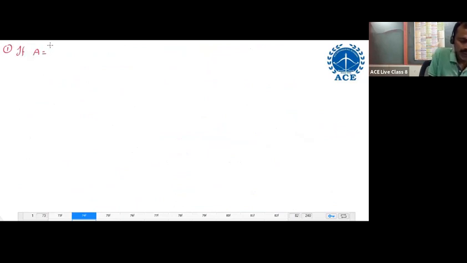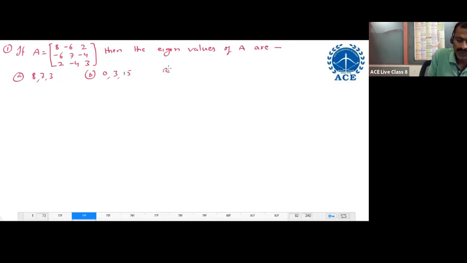If A equal to the 3 by 3 matrix with elements 8, minus 6, 2; minus 6, 7, minus 4; 2, minus 4, 3, then the eigenvalues of A are: option A 8, 7, 3; option B 0, 3, 15; option C 1, 2, 3; option D 1, minus 1, 2, 1.